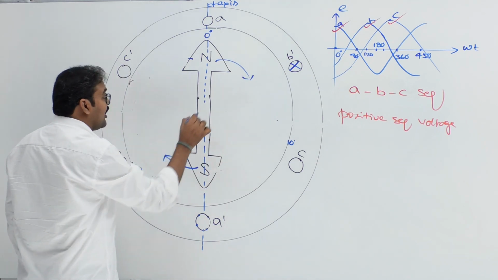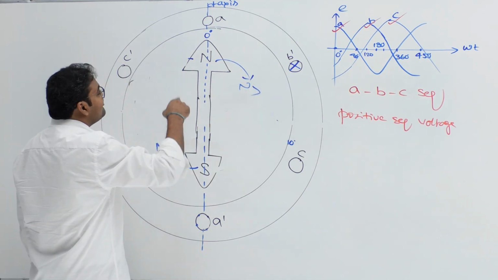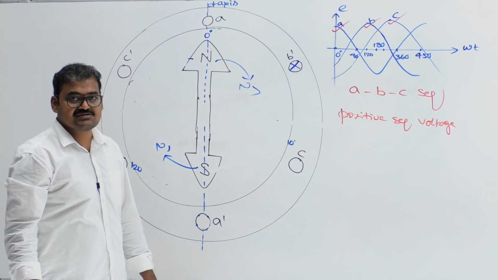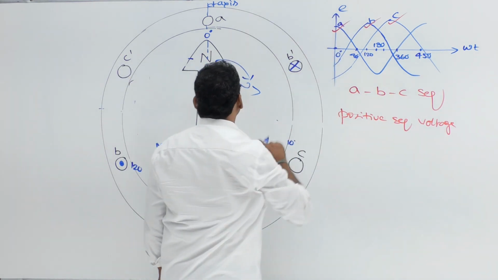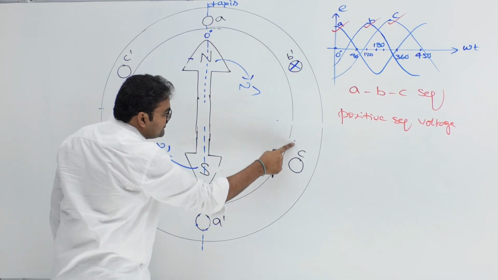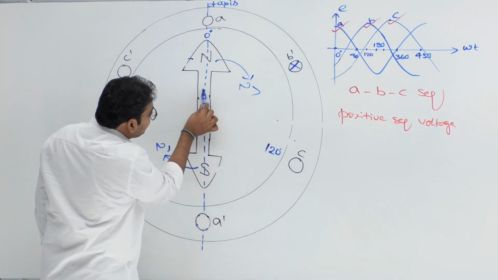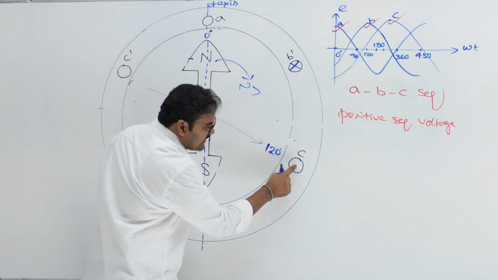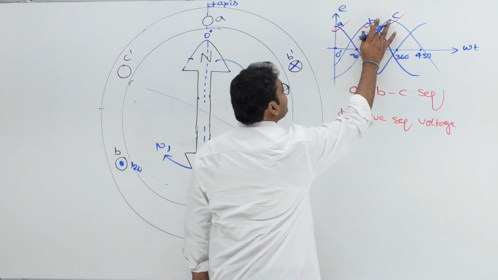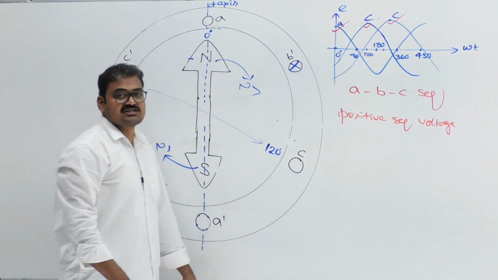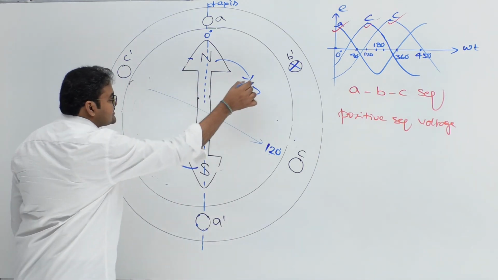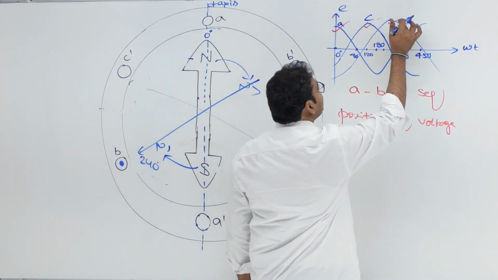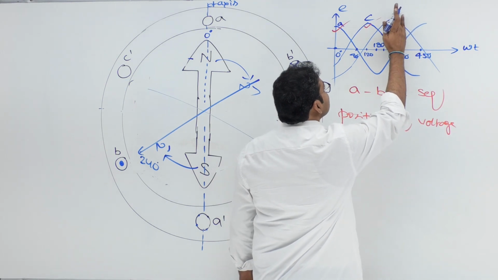If I rotate the rotor in clockwise direction, you tell me now presently which phase voltage is maximum? A phase is maximum because A phase is along polar axis or direct axis. First A is maximum, very clear. After 120 degrees, you tell me which phase voltage becomes maximum because we are now rotating in clockwise direction. This is 120 degrees position. After 120 degrees, can I say C voltage is maximum? This time after 120 degrees, C voltage is maximum. After one more 120 degrees, that means at 240 degrees, which voltage is maximum? B voltage is maximum.